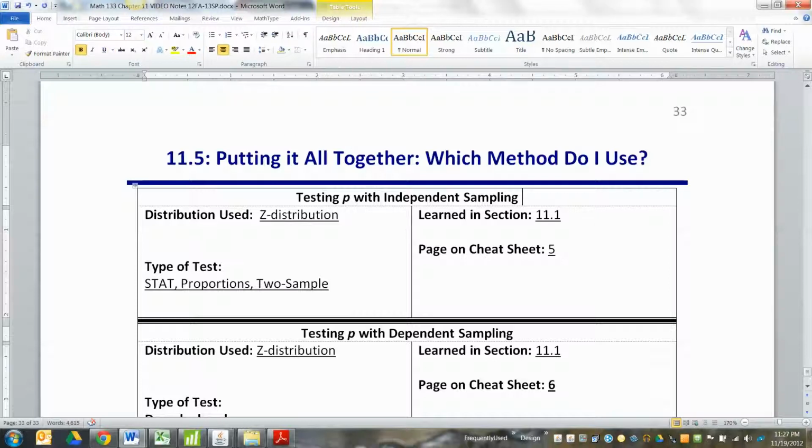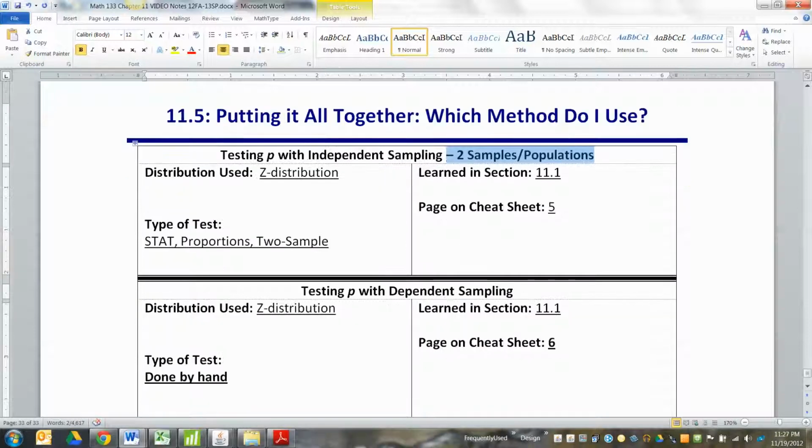I guess I should make a note over here. This is for 2 groups, right? 2 samples, that kind of thing. 2 populations. Same with down here. This whole chapter's when you're dealing with 2 samples, right?